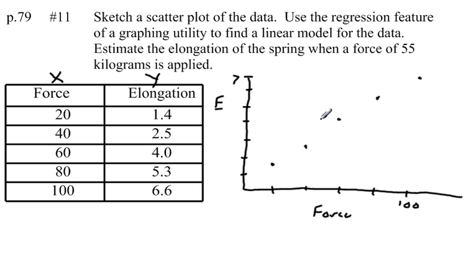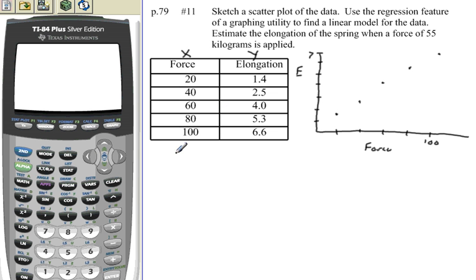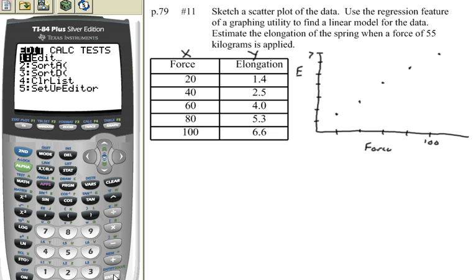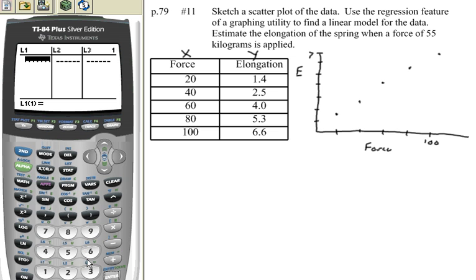Second part, use the regression feature of a graphing utility to find a linear model for the data. That means let's get out our graphing calculators. Let's graph these points and find a model for the data. So to do that, let's press our stat key, and I'll press enter to edit my statistics. What I need to do is type in these values. First of all, I'll get my values of force, or my x values. Once I type those in, I'll get my values of y, or my elongations.